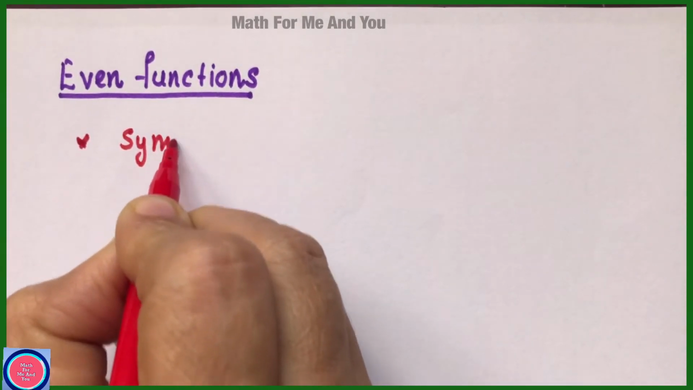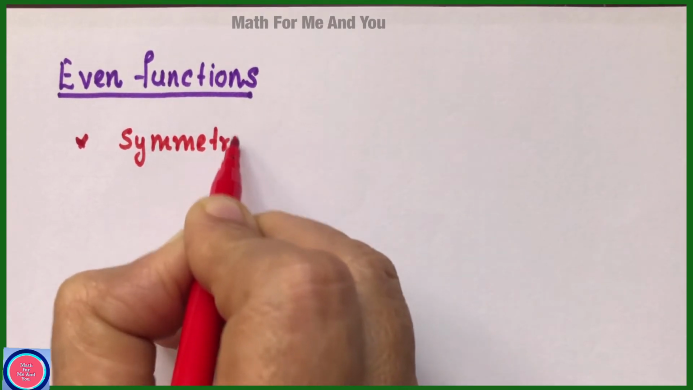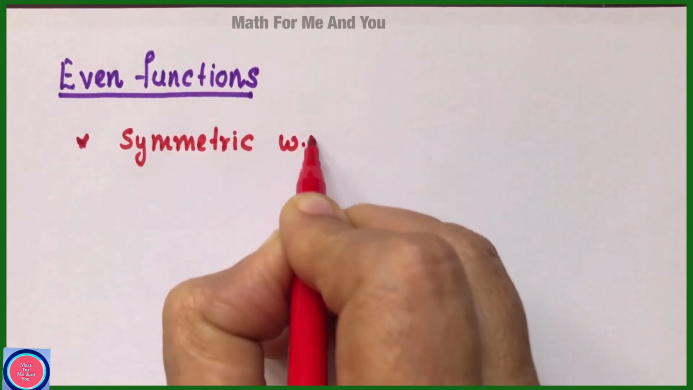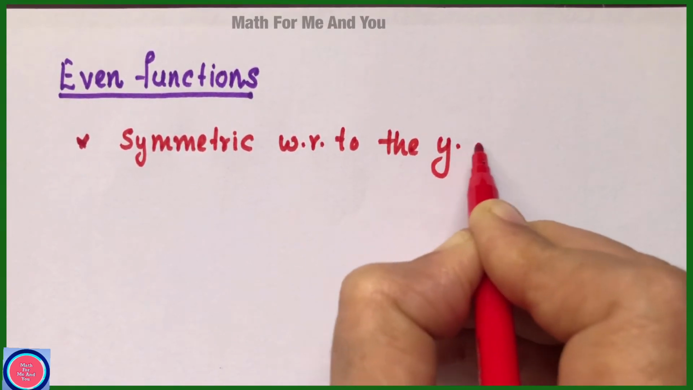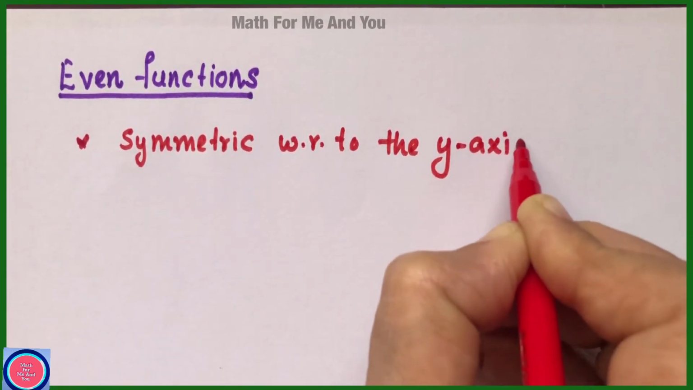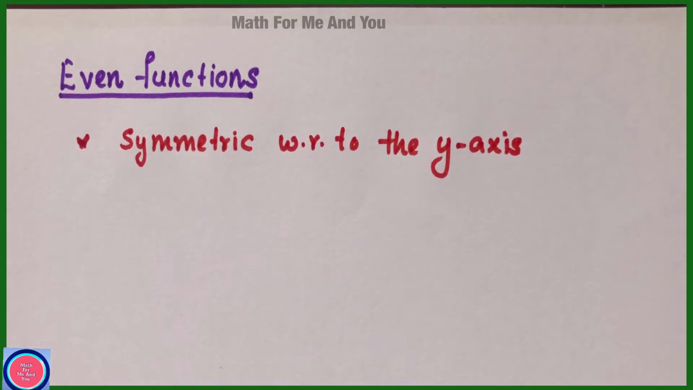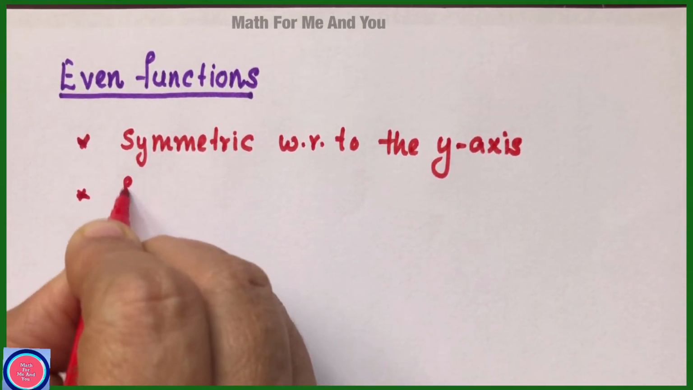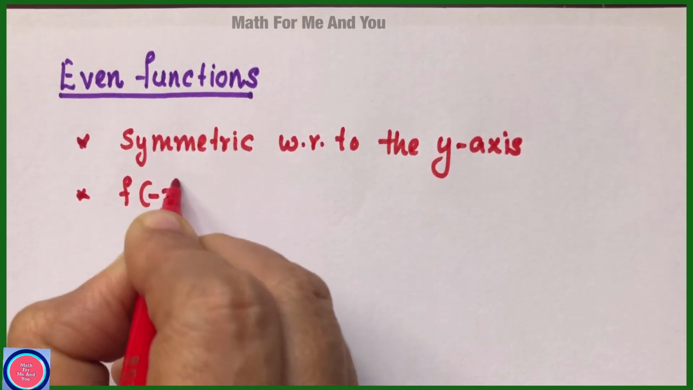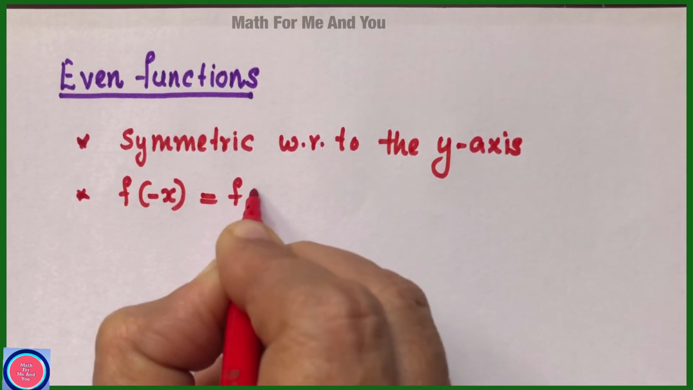First of all, we can say even functions are symmetric with respect to the y-axis. In the graph of an even function, we can clearly understand that it is symmetric with respect to the y-axis. That means if y equals f of x is a function, when we replace x with minus x, we get f of minus x is equal to f of x.